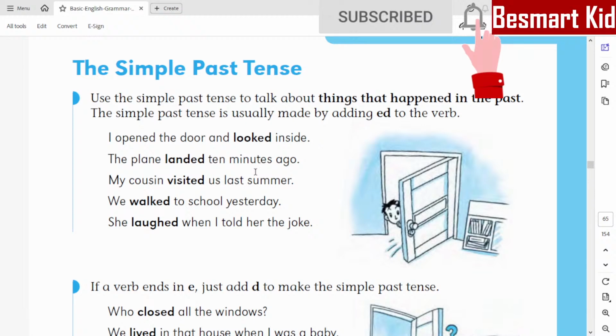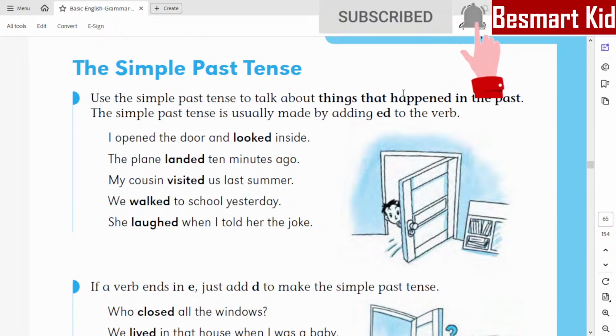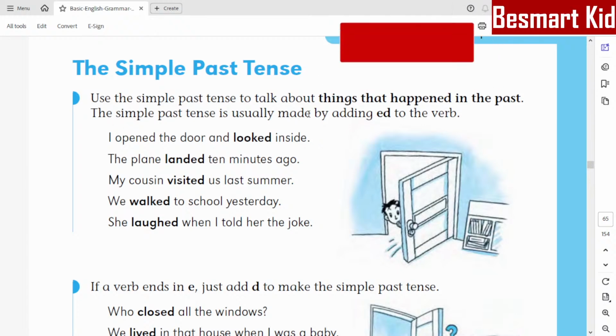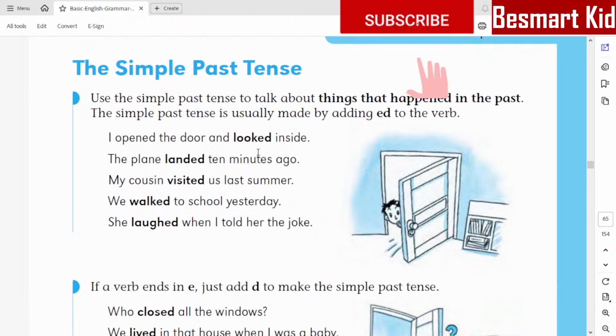We have the simple past tense. Use the simple past tense to talk about things that happened in the past. The simple past tense is usually made by adding ed to the verb. I opened the door and looked inside.